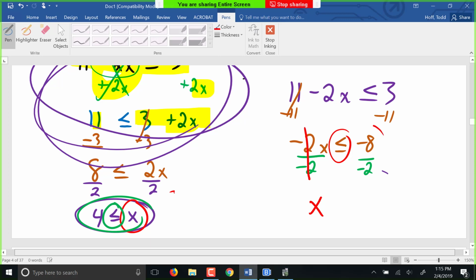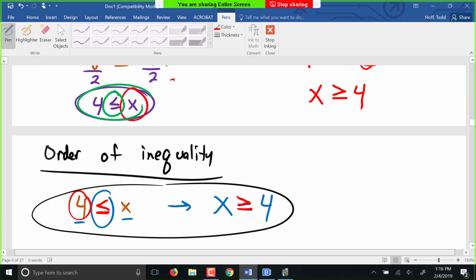We've got x. Negative 8 divided by negative 2 is 4. But since we divided by a negative number, the inequality symbol has to switch. We flip it over. So notice the same symbol we had down here. So x is greater than or equal to 4. So that's a big thing to make sure you keep straight. When you multiply or divide by a negative in an inequality, that symbol has to flip.